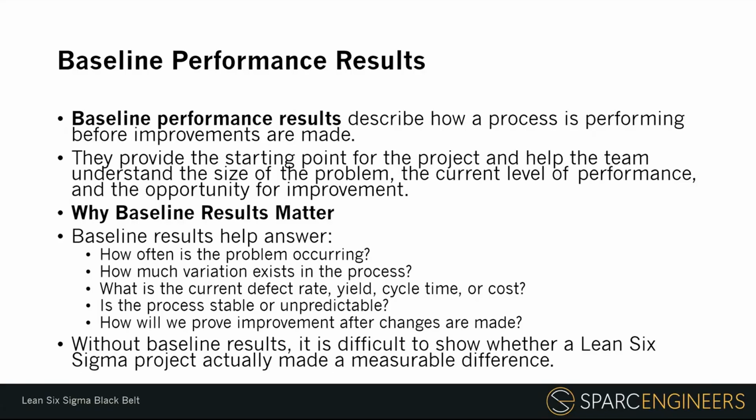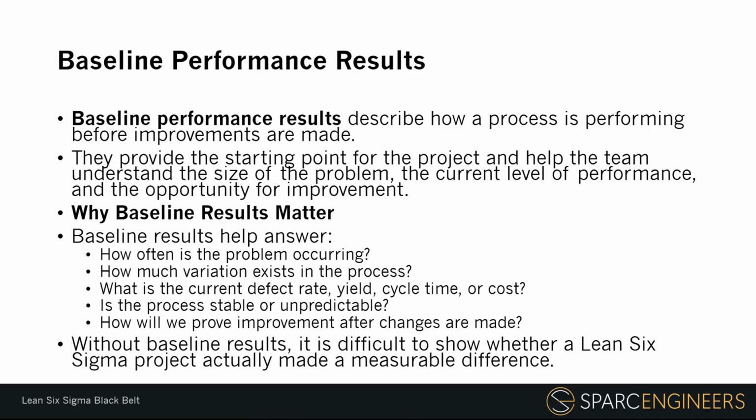That is why black belts should look beyond the average. They should also consider variation, trends, stability, and whether the process is predictable. Baseline results help answer, how often is the problem occurring? How much variation exists? What is the current cost, yield, cycle time, or defect rate? Is the process stable or unpredictable? How will we prove improvement after changes are made?